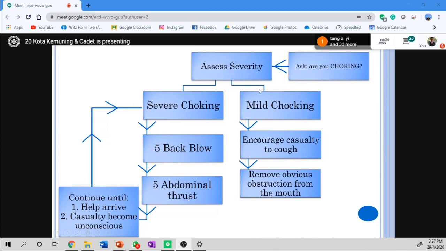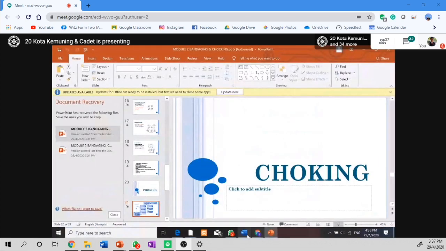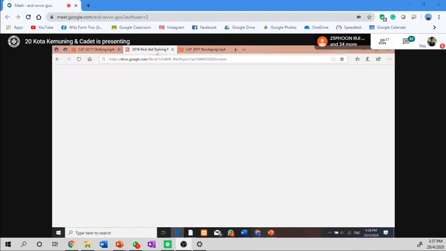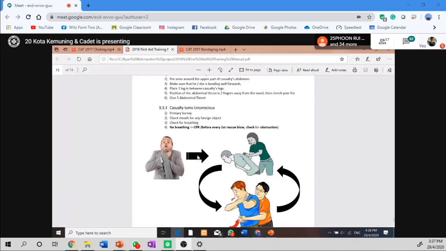When you approach a casualty, you go in and ask the casualty whether they are choking. You can see it. Okay, hold on. This person here looks so dramatic with his hand on his neck. This is a universal sign of choking. As long as you see a person doing this, you can approach him and start the choking procedure to help him out.